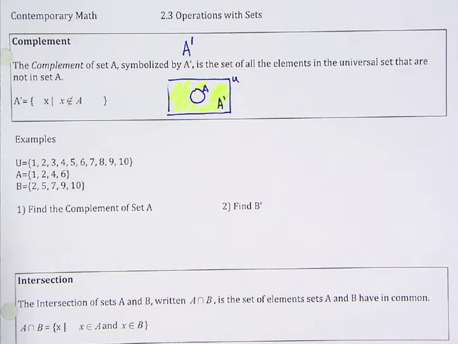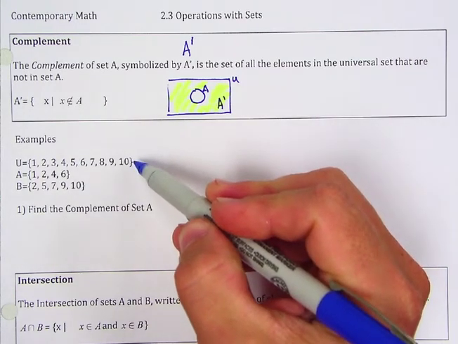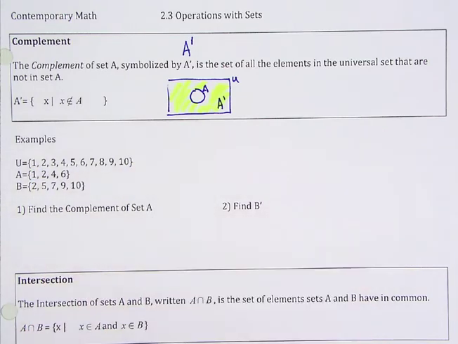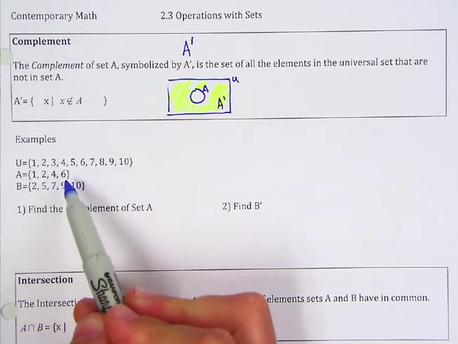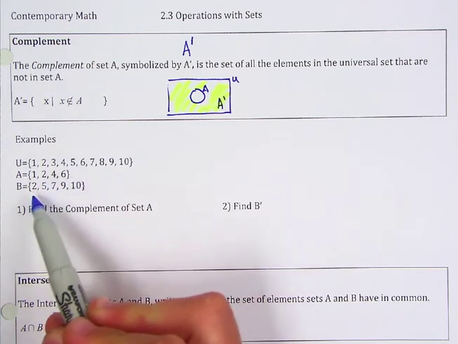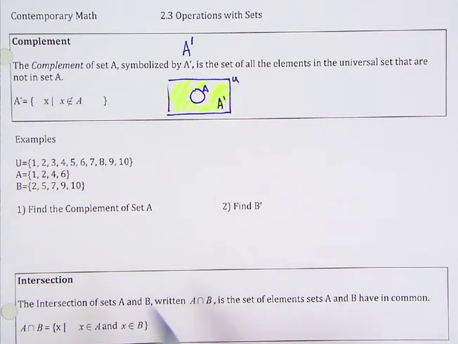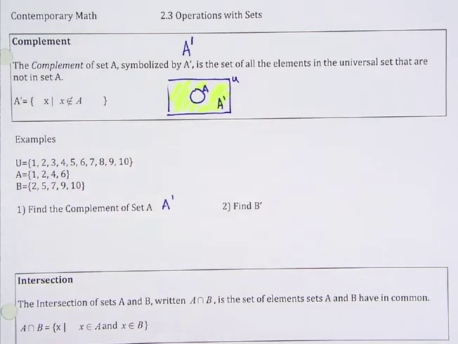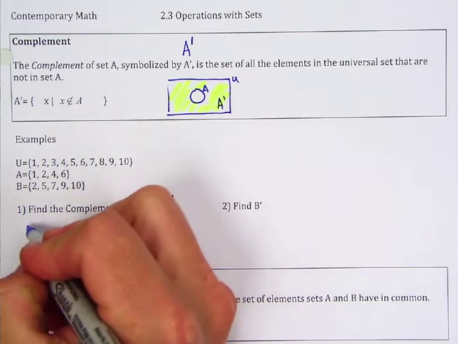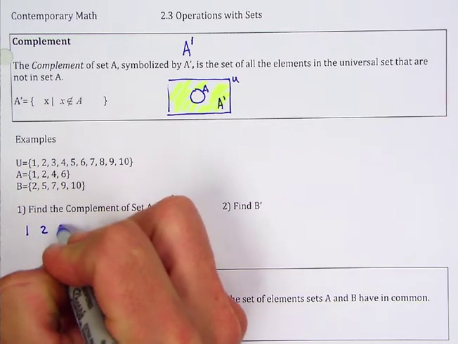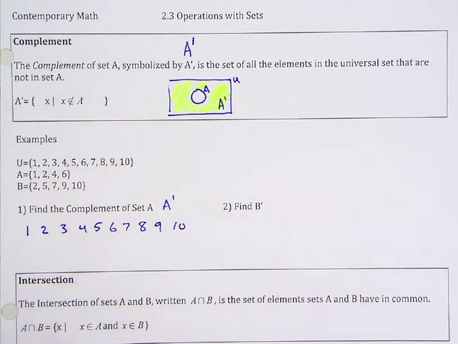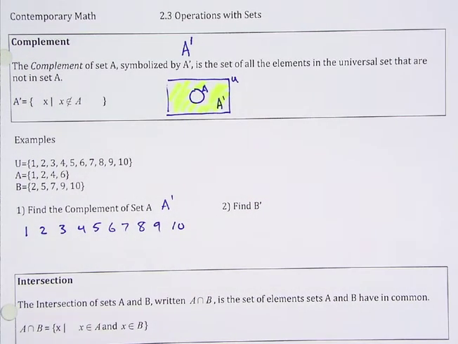So looking at our first example, here we have a universal set, and it's the integers from 1 through 10. Set A is defined as 1, 2, 4, and 6, and B is 2, 5, 7, 9, and 10. So the first example says find the complement of set A, or find A prime. One way you can do this is by starting with the universal set. Okay, so if you're very tactile, this is a good way to start off.